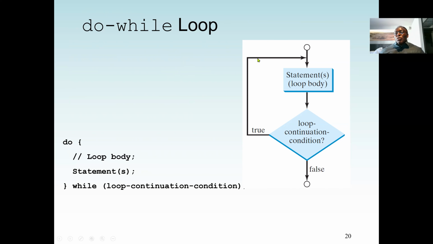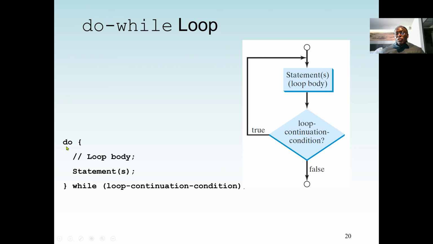So we can see from the flowchart, there's a statement in the loop body. We execute the statement first, then we come and check the condition. If the condition is true, we go back and execute again. If the condition is false, the loop will terminate, we come out of the loop.